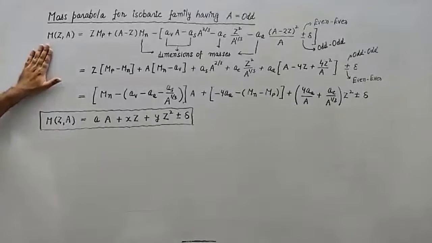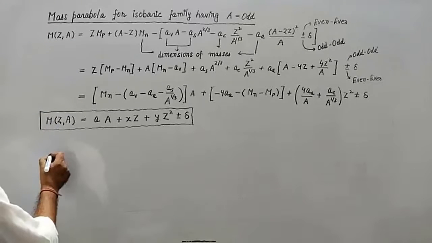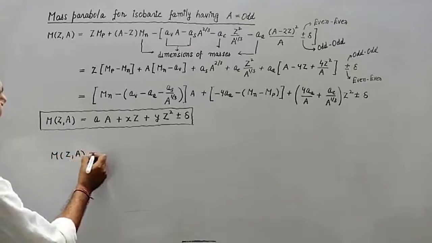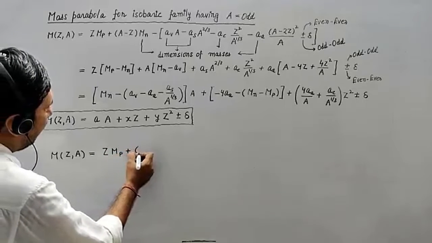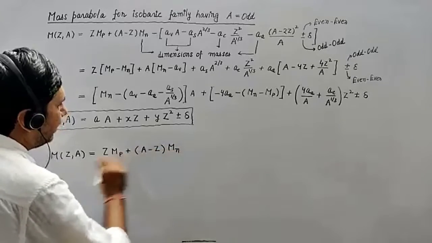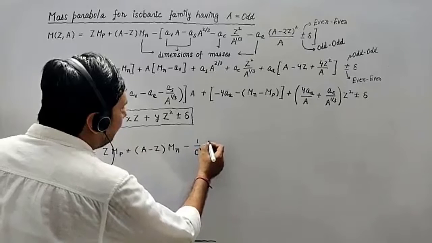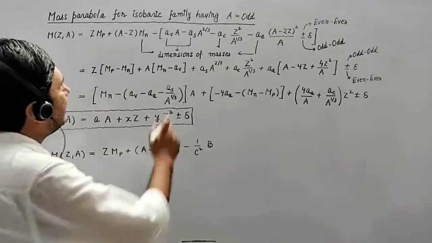What is the formula of the liquid drop model? The liquid drop model formula is: mass of the nuclei, M(Z,A), is equal to the mass of the constituent particles, Z times mass of protons plus (A minus Z) times mass of neutrons, minus 1 upon c square into the binding energy. So basically this is the formula.